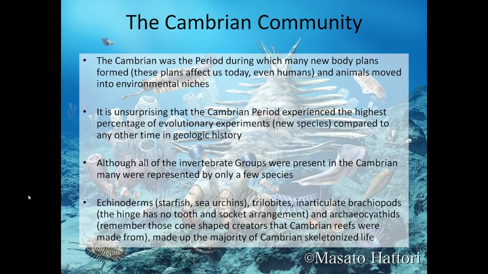All right, so what's going on in the Cambrian? Well, the Cambrian was the period during which many new body plans formed. Essentially, these are plans that affect us today, even humans. And we begin to see animals moving into environmental niches. We have some animals that are quite broad, that can cover a range of different environments, and then we also begin to see the appearance of some animals that can live in only very, very restricted environments.